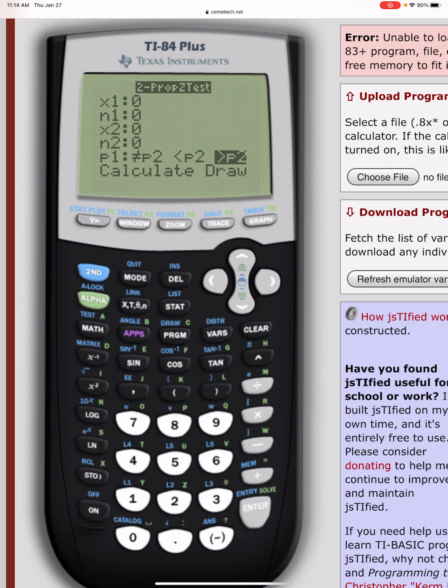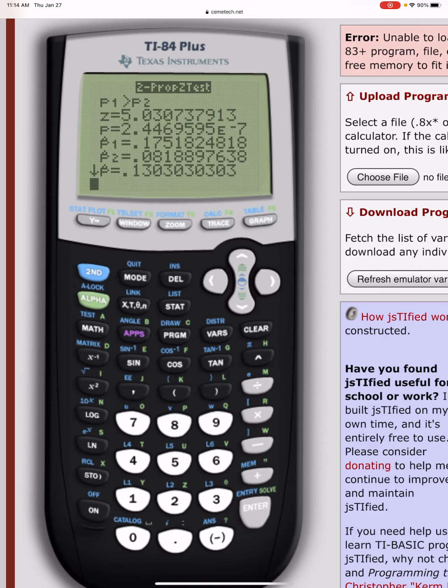And then we have our data. Our x1 was 120. Our n1 was 685. Our x2 is 52. Our n2 was 635. We're trying to show that p1 is bigger than p2. Yep. So we go ahead and hit calculate there.